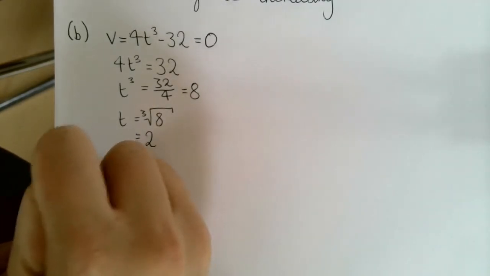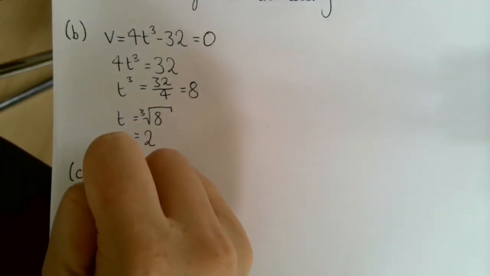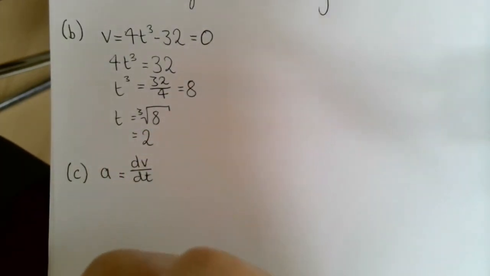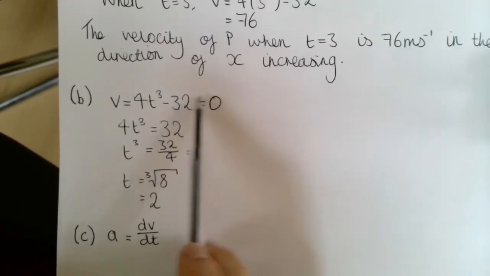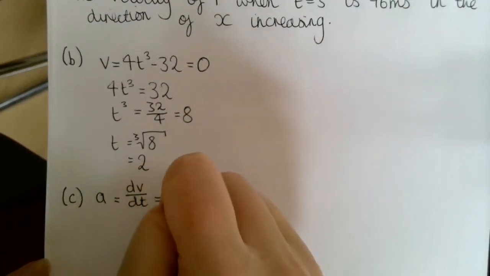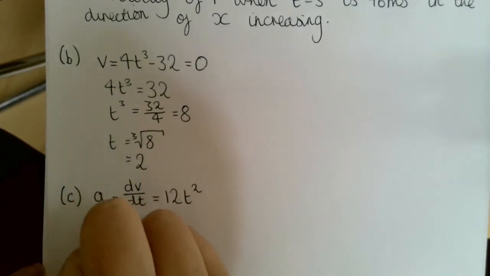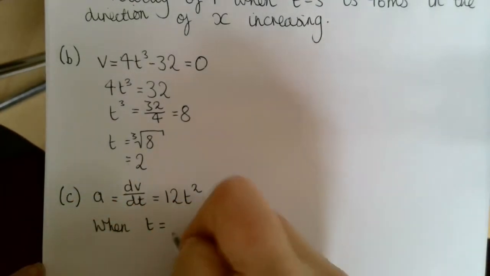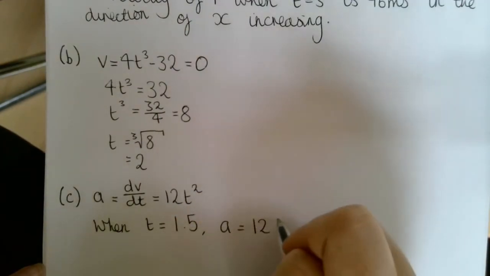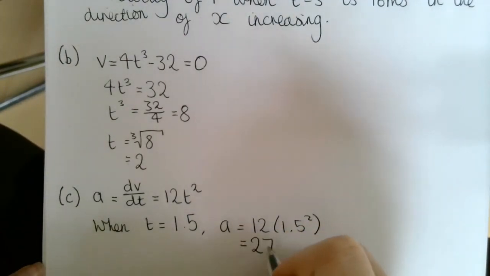For part C, we're asked to find the acceleration of p when t equals 1.5. So acceleration, that's equal to dv by dt. So we're going to differentiate our function of the velocity. So we've got 12t squared. So when t equals 1.5, a is equal to 12 lots of 1.5 squared, which is equal to 27.